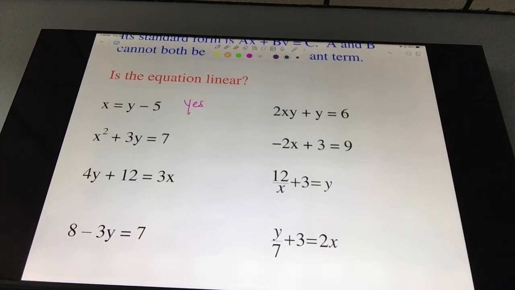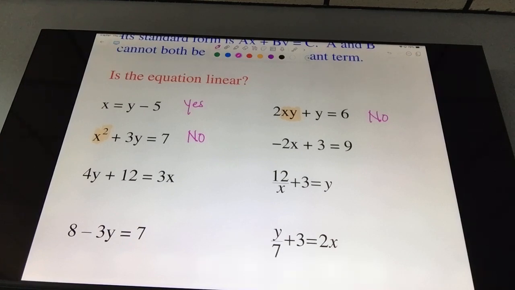Number 2. I have variables being multiplied, 2 times x times y. That's what 2xy means. That's multiplication. So no, this is not linear. It's not going to make a line. The next one has an exponent, so no, it's not going to be linear. So again, it can't have products of variables, quotients of variables, or exponents.